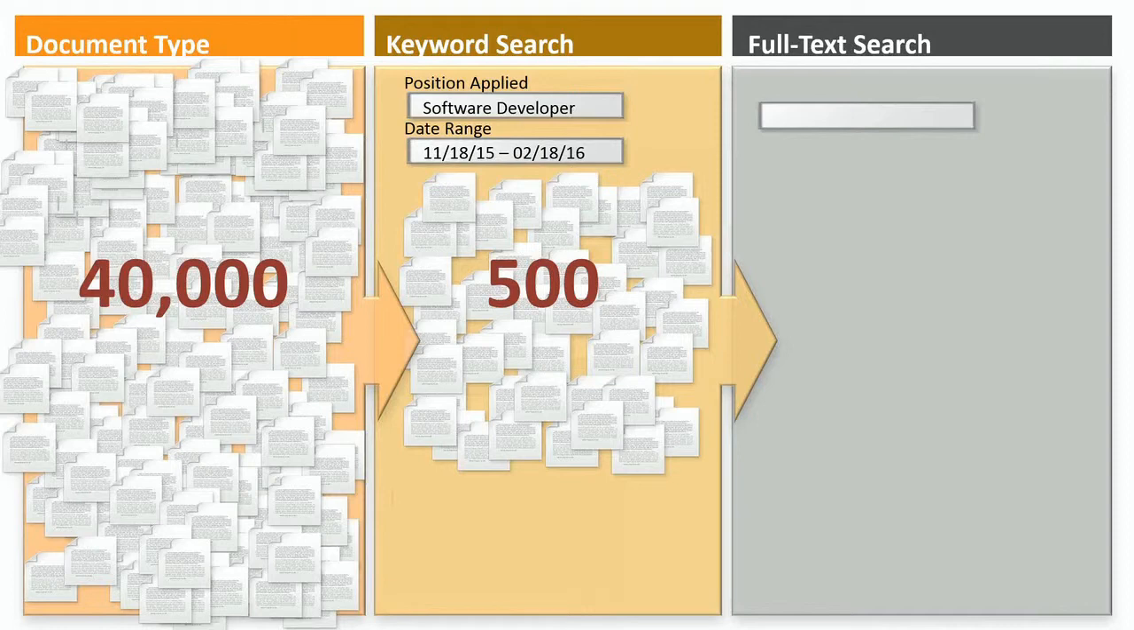Keywords are great. Based upon the position applied keyword and potentially a date range, say the last 3 months, let's take a look at recent candidates. Can I find my software developer that I'm looking for? Great. That filtered our 40,000 hits down to our 500 people that applied for the software developer position.